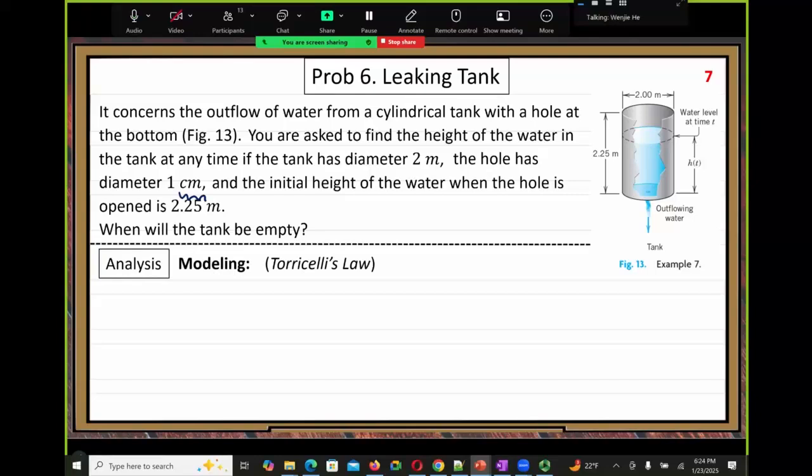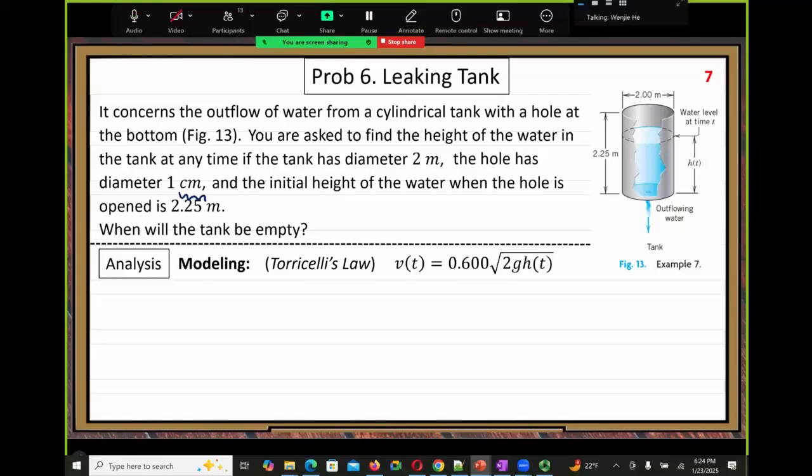Torricelli's law. We need to use this law. So what's that? The velocity function, v of t. We have the formula, so that's important.